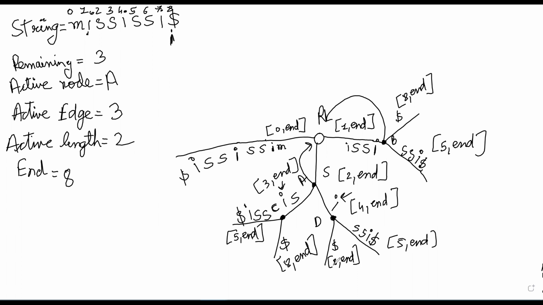Now again we are going to change our active edge, active length, and the remaining. As our active node is still A, we are not going to change the active node pointer, but we are going to change the active edge pointer, which is going to point at 4. We're going to change our active length from 2 to 1. The reason being we changed to 1 is because the distance from node A to I is 1.